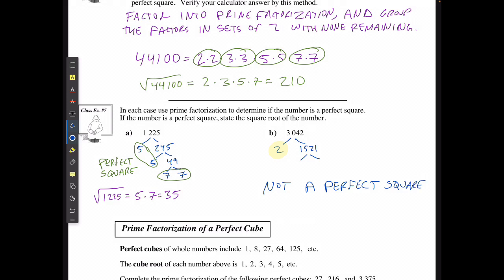As soon as I have to jump to the next point, and now I'm going to have to divide this by 3 instead, I can tell right away it's not going to work.